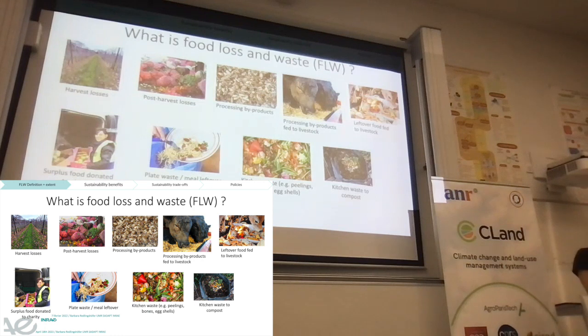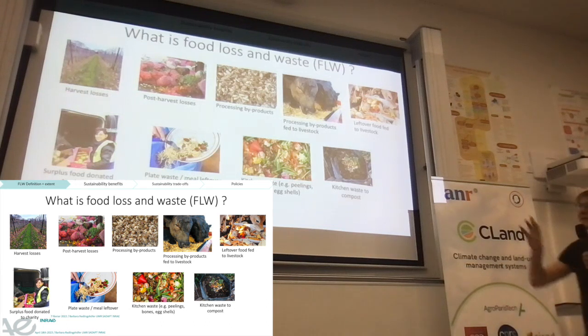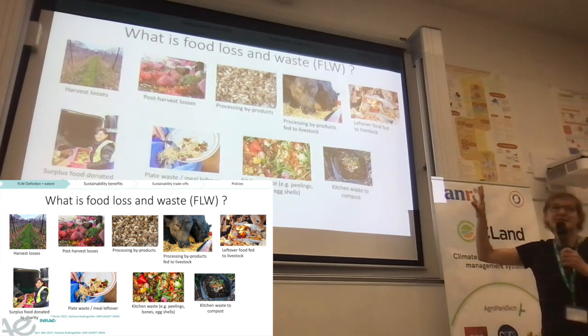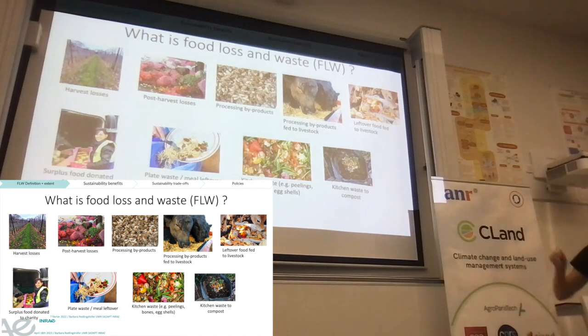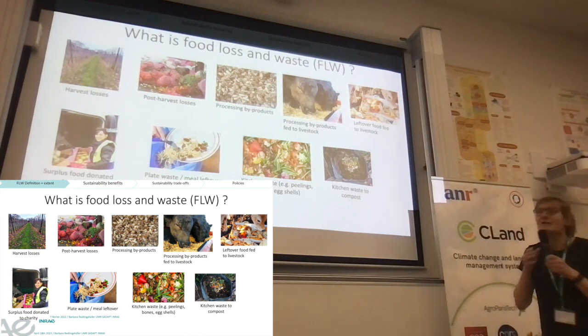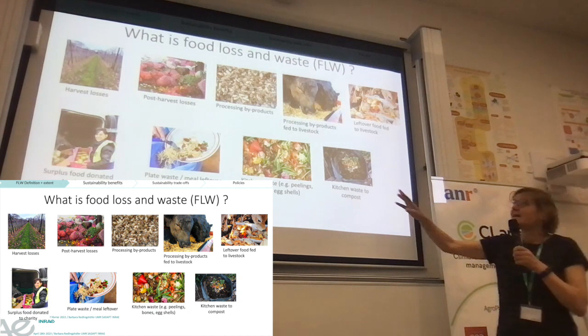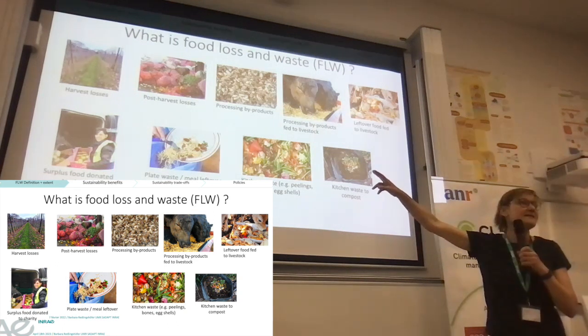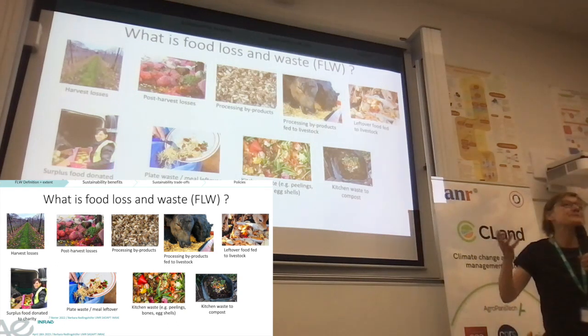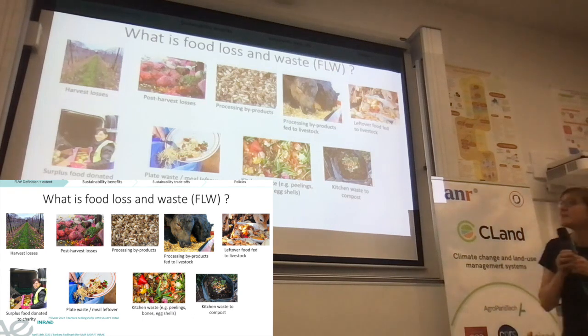Well, the first question is, actually, what is food loss and waste? Food loss and waste occurs all along the food supply chain, and in various and very different situations. These pictures are just some examples, but they illustrate the diversity of what we could consider food loss and waste. We have, for example, harvest losses. You see apples in an orchard lying there. Well, it seems obvious that is food loss.